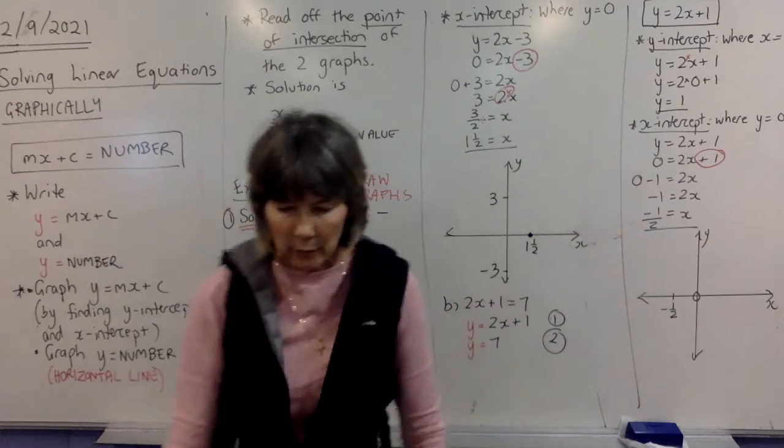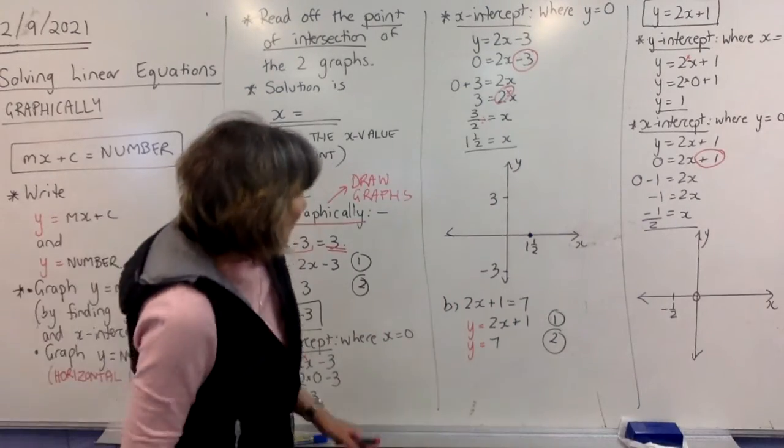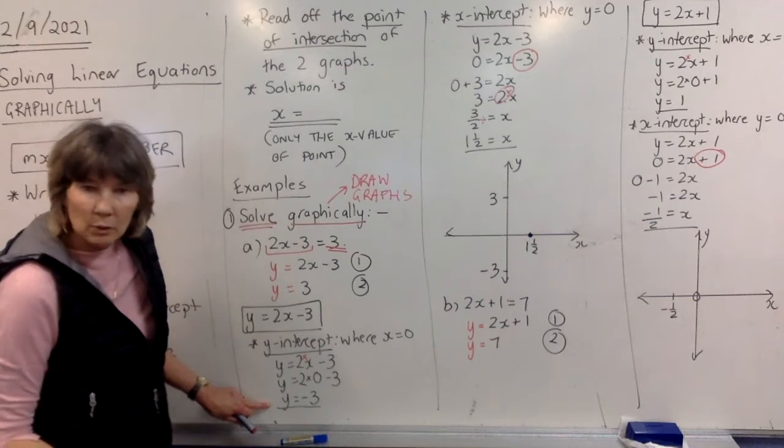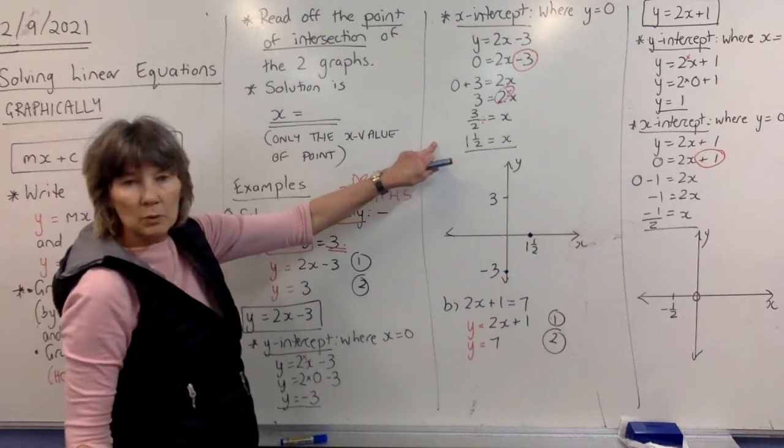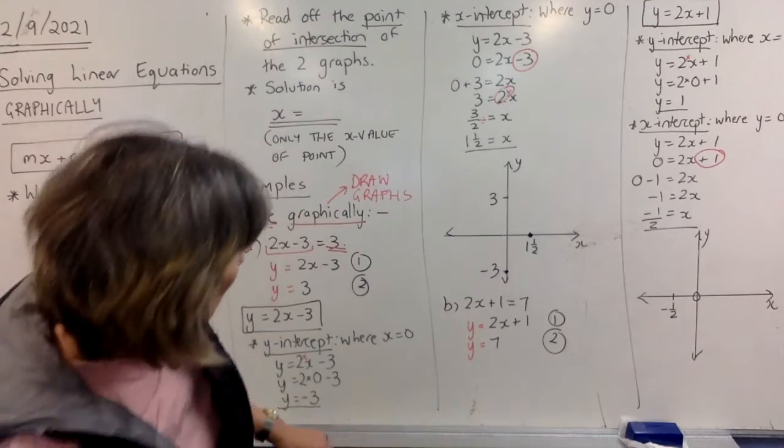Let's just call that 3 and that minus 3, because we've gone up in 3s, haven't we? So let's have a look. Our y-intercept was minus 3. Our x-intercept was 1.5, and we can now draw that line.